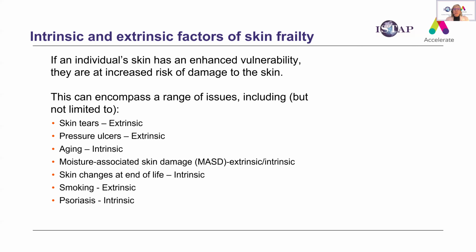Sometimes we have functional incontinence where some people are incontinent, but it's because they are unable to get to a toilet or are having difficulty getting to a toilet or have access to toilets. So in that sense, it's an environmental issue. Skin changes at the end of life is intrinsic. Smoking, of course, is extrinsic, and psoriasis would be an intrinsic factor. And so it's important to look at all of these factors and see if they're modifiable or non-modifiable. And some will be modifiable and some will not. So it's important in your assessment to be sure that you're looking at that piece as well.